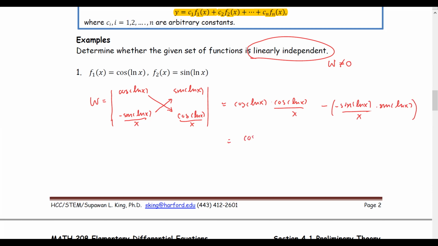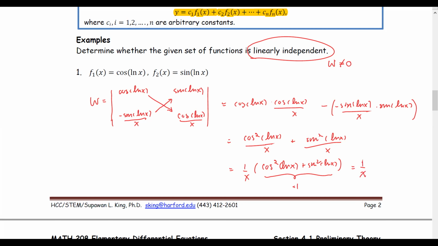Simplifying, we have cosine squared of natural log x divided by x plus sine squared of natural log x over x. The common factor is 1 over x, multiplied by cosine squared of natural log x plus sine squared of natural log x. Recall the Pythagorean identity: cosine squared of an angle plus sine squared of an angle equals 1. Therefore, this Wronskian is 1 over x, and x cannot be 0 based on the restriction of the natural log x.